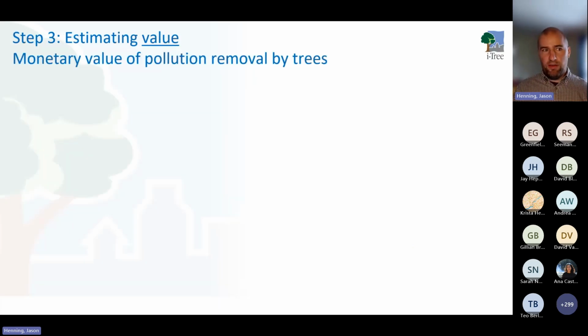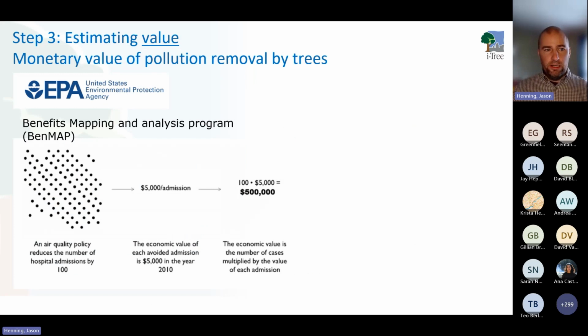Now we need to get to our monetary value. And the way we estimate monetary value for air pollution in iTree is that we use something called BenMAP. And this is a model from the EPA that estimates, based on how much pollution is reduced in the air and the number of people around to breathe that cleaner air, how do we avoid adverse health outcomes? So how do we avoid things like asthma incidences, or in this case, this is an example of hospital admissions. So if you've got 1 million people in your city and you reduce the air pollution by 2 or 3%, how many hospital admissions are you eliminating? And then what's the value of those hospital admissions?